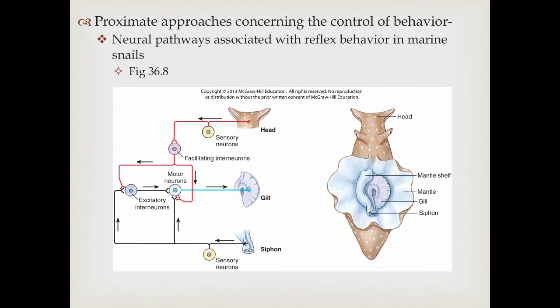Now, some behaviors we actually understand what the neural pathways are associated with. In this example, reflex behavior in marine snails, if you tap them on the head, they withdraw. Eventually, they habituate to that, but there are other pathways that can resensitize them to subsequent stimuli. And I don't want you to memorize these pathways here. That's not the point. I just want you to know that this is an example of a proximate approach to understanding how exactly a simple reflex behavior is accomplished in this snail.